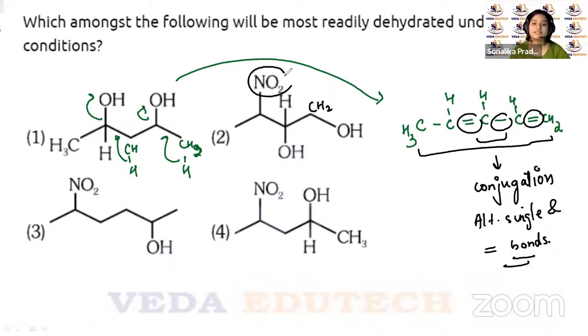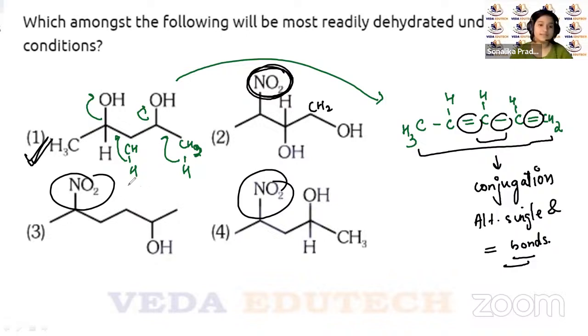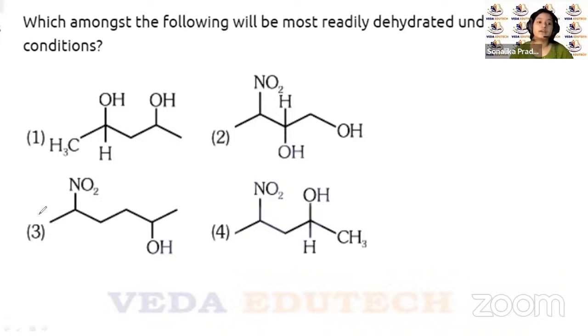Okay, this is a deactivating group. It is not going to activate you. Right, here also NO2 is there, here also NO2 is there. So only one answer is going to be 1. Right? So 1 is going to be your correct answer. Yes. Okay. So why 1 is going to be the correct answer, children?